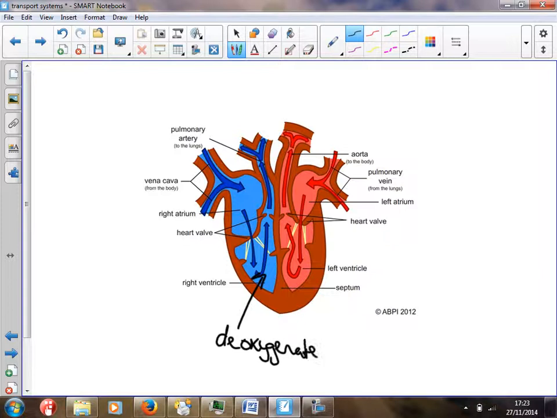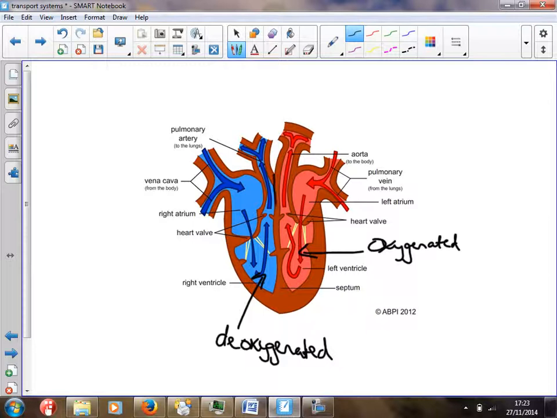But this one over here is of course oxygenated, which means that the hemoglobin has got oxygen molecules. It's loaded with oxygen molecules. One hemoglobin molecule can hold 4 molecules of oxygen. And that's what makes it nice and red.